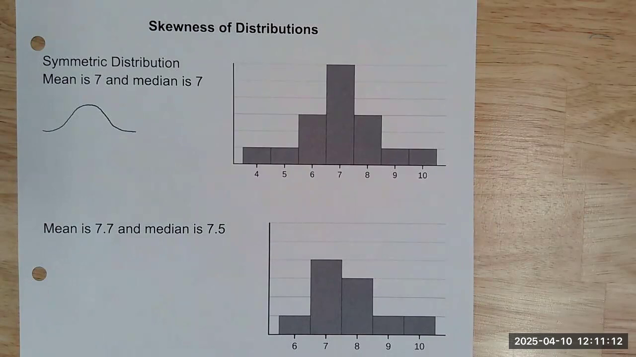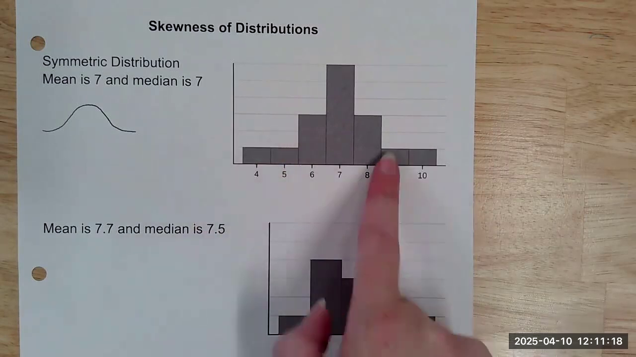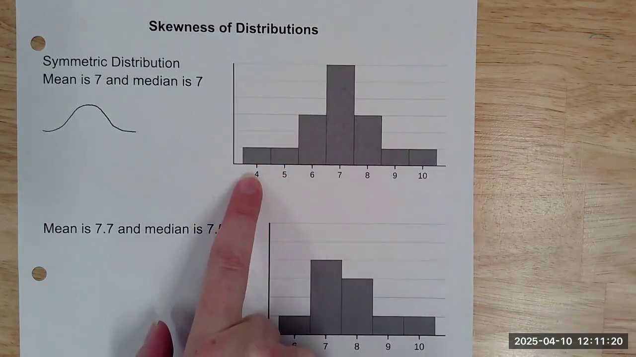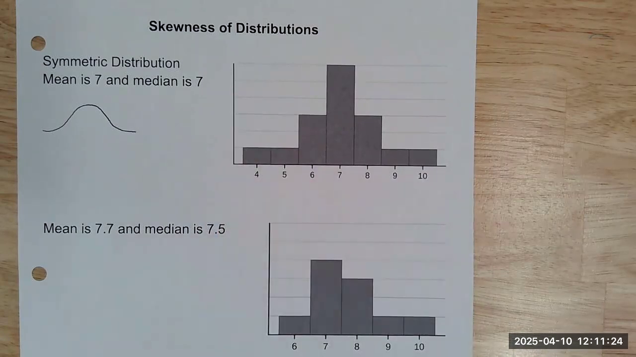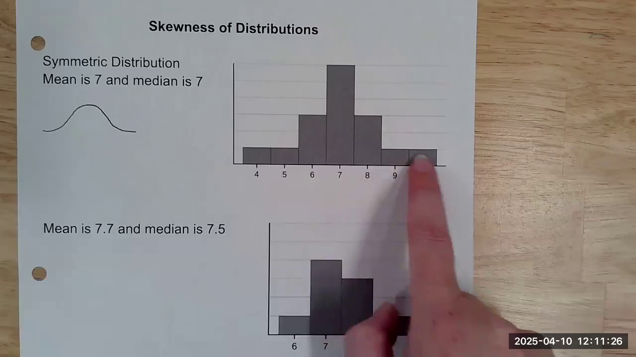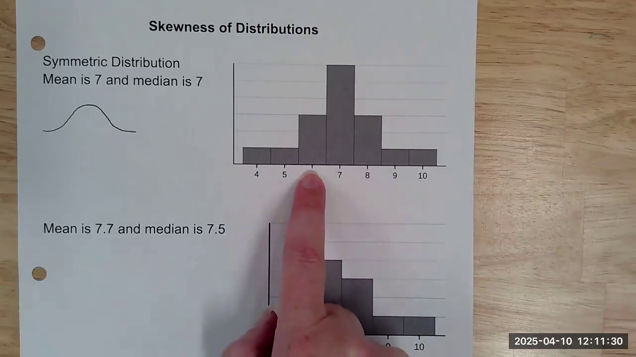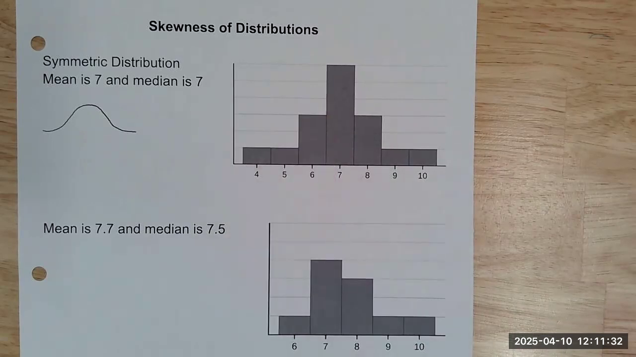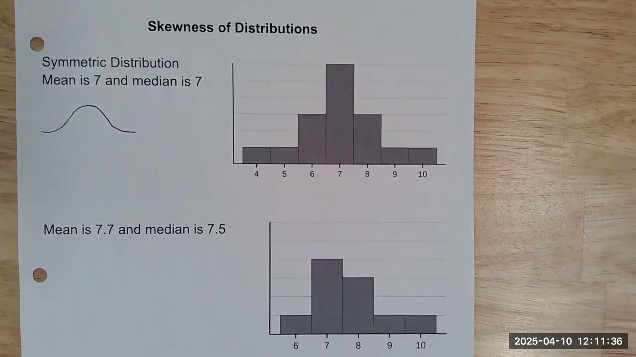When we're talking about symmetric, we mean that roughly there's the same amount of data over here as there is over here. See, for 4 and 5, it looks like the box only goes up 1. And the same thing for 9 and 10, the box only goes up 1. Then for 6, it looks like the box goes up 3, and over here at 8, it also goes up 3. So it's roughly equal on each side.